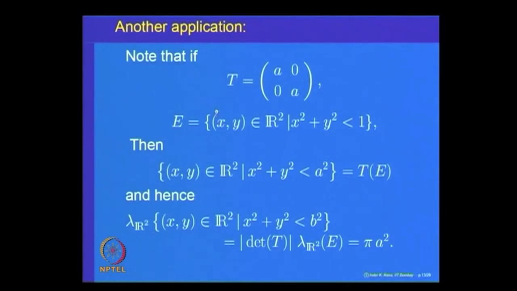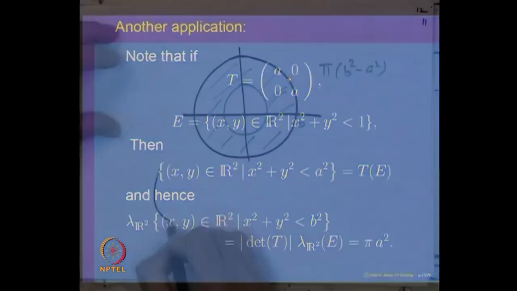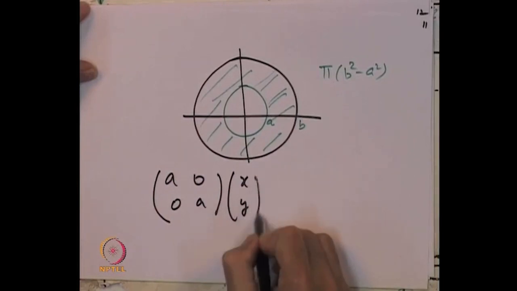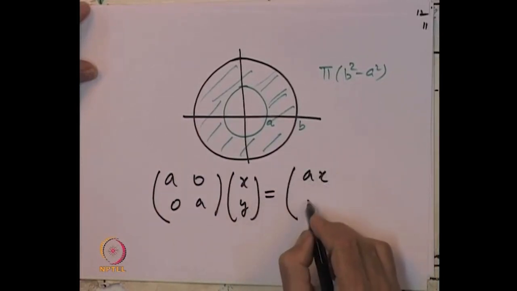So, the first thing is, let us take the linear transformation T, which is diagonal, given by a 0 0 a. So, we are looking at the diagonal transformation a 0 0 a, and look at the unit circle, the area enclosed by the unit circle. So, that is E. E is the set of all vectors x comma y in R 2 such that x square plus y square is less than 1. Then, if we look at any point here and transform it according to this T, let us look at what that will look like. So, let us look at the transformation a 0 0 a, and let us look at a vector x y. So, that gives us the vector a x a y.